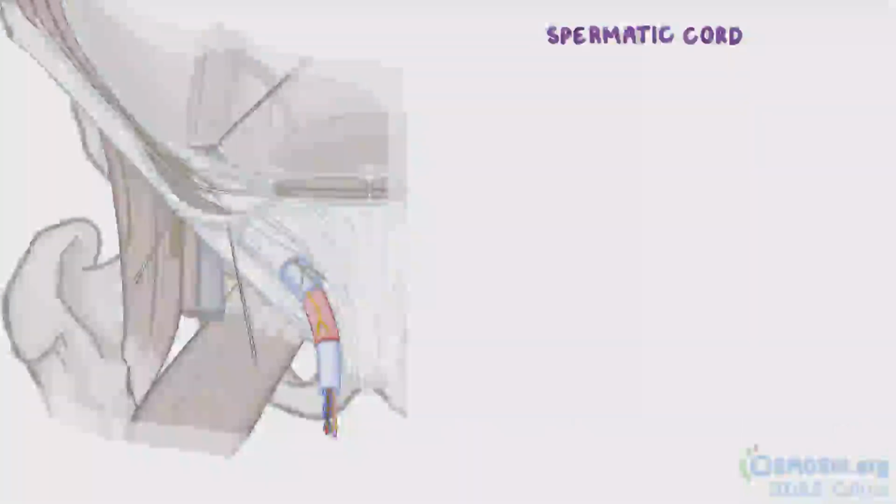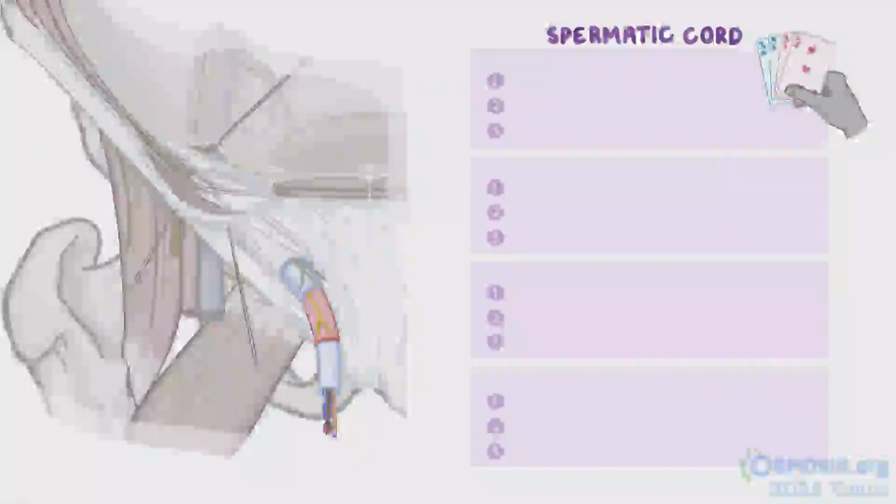Alright, now let's have a look at the spermatic cord itself, which suspends each testis in the scrotum. Including its fascial coverings, the spermatic cord contains 12 structures, which can be put into 4 groups of 3. So we can use the 3-3-3-3 rule to help remember them.